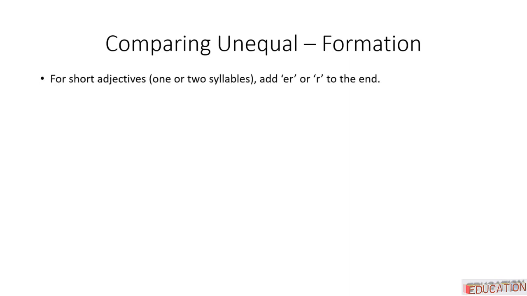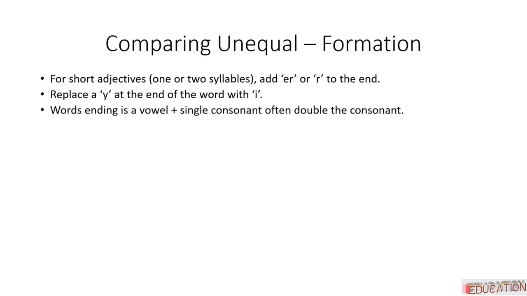For short adjectives of 1 or 2 syllables, add er or r to the end. And if the word ends in a y, replace the y with an I before adding er. And words that end in a vowel plus a single consonant often double the consonant in the comparative form. But we'll see examples of all of these now.